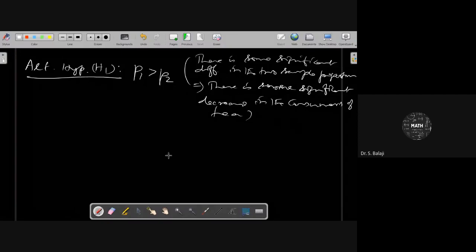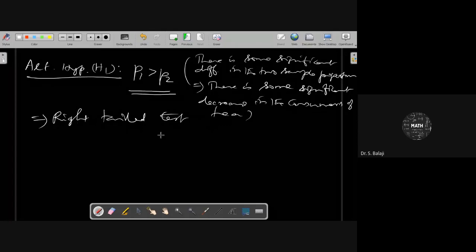There is some significant decrease in the consumers of tea after the increase in excise duty. Because P1 is greater than P2 here, it is a right tail test. The test is a right tail test. One tail or single tail or right tail test, it is better because it is a large sample, you can write like this.